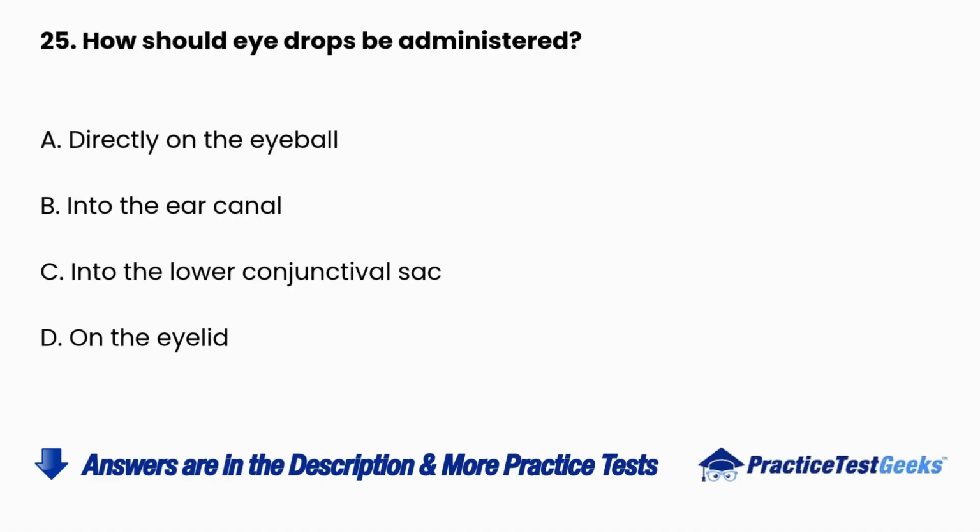25. How should eye drops be administered? A. Directly on the eyeball. B. Into the ear canal. C. Into the lower conjunctival sac. D. On the eyelid.